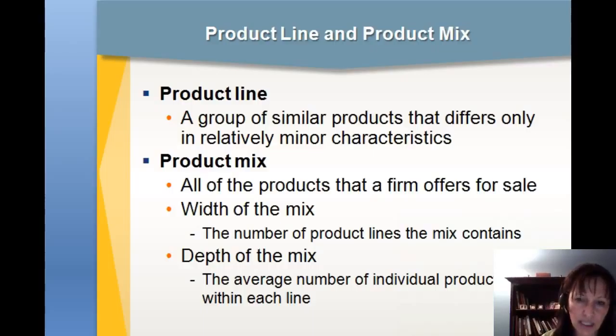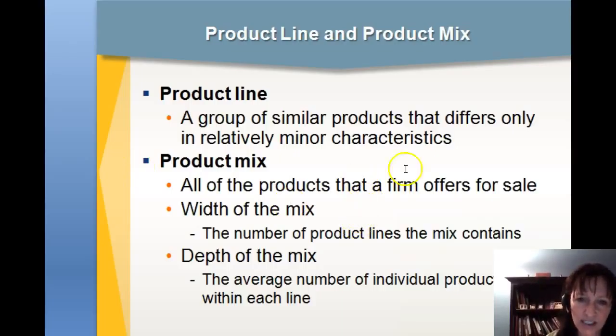So the next thing we're going to talk about is the product line and the product mix. The product line is the similar products that differ only with respect to minor characteristics. For example, Nabisco has its Oreo line, and there's a gazillion different varieties of Oreo, but they differ on pretty minor characteristics, what the flavor of the cream is and what color they dyed the cookie part or whatever.